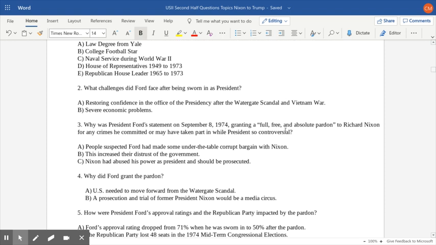Amongst the challenges that Ford was going to face as he was sworn in as president, the country was kind of shaken by the whole scandal surrounding Watergate. You could kind of envision what was going on in the country during Watergate based on what you went through as President Trump was going through his own impeachment inquiry and eventually the trial to see if he was going to be removed as president.